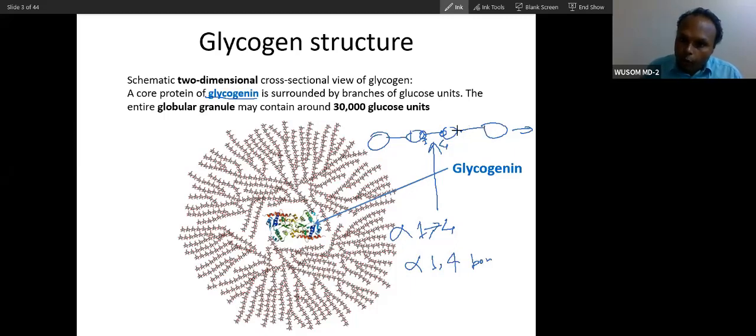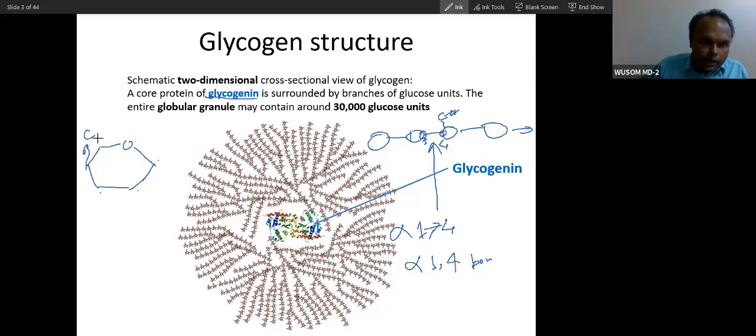But whenever you do a branching, you can see here that for this carbon the fourth position is engaged. There is a 6th carbon on glucose. If you imagine the structure of glucose, every glucose has 6 carbons: 1, 2, 3, 4, 5, and here 6. The number 6 carbon has a free hydroxyl group. So with this carbon the branching will happen. The next glucose will bind like this.